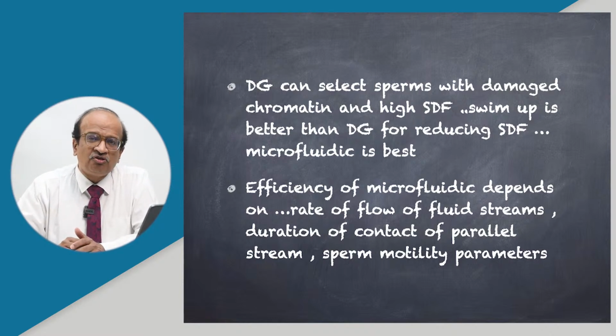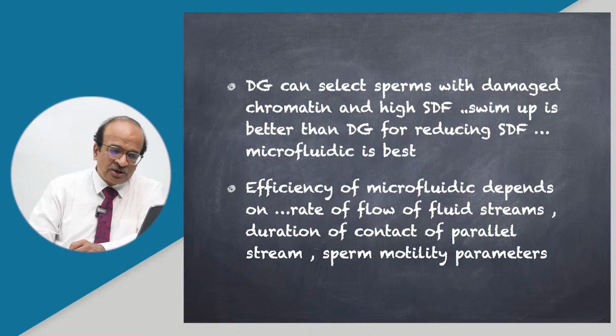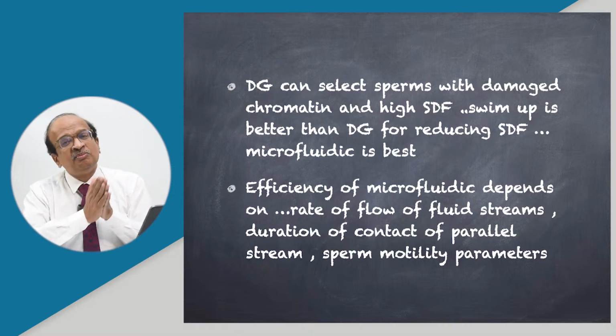The efficiency of the microfluidic technique will depend upon the rate of flow of the fluid stream, the duration of contact of the parallel streams, and the sperm motility parameters. So what I understood is that going two or three rounds with microfluidic can give you a better motile sperm concentration, which can be used for IUI.